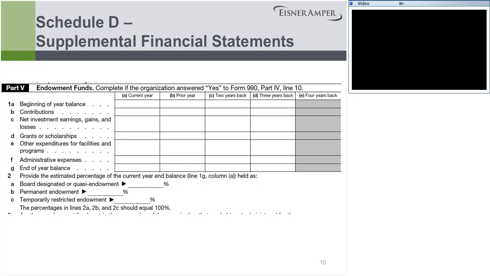Line D says grants or scholarships, very specific in terms of how they're spending money out of the endowment. They may not be using the money for grants or scholarships, so you might see everything on the other line. And there's nothing wrong with that. It's just that the IRS was so specific in titling that line, and maybe this organization uses their endowment to pay salaries. So that's part of the reason why you may not see anything on line D.